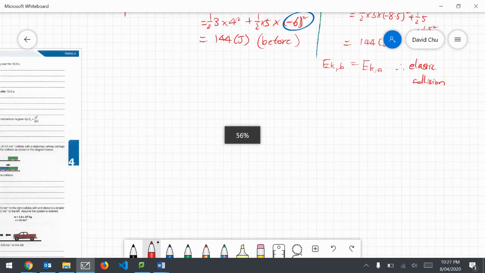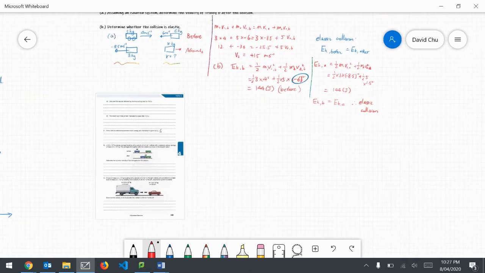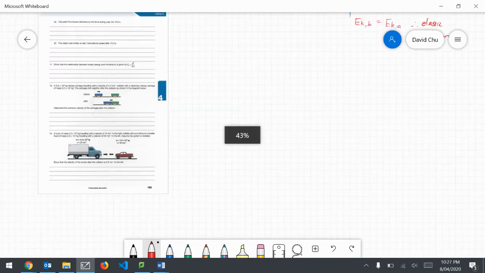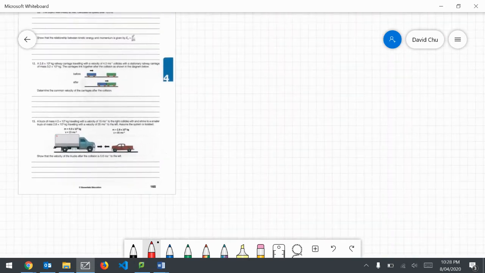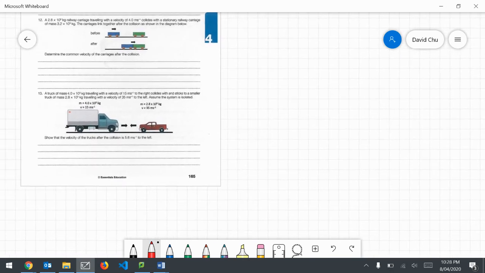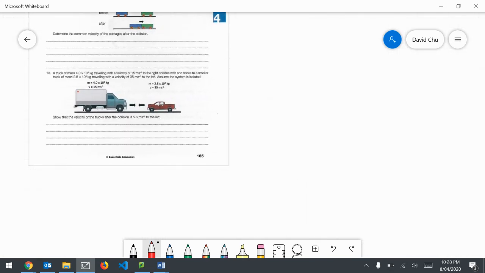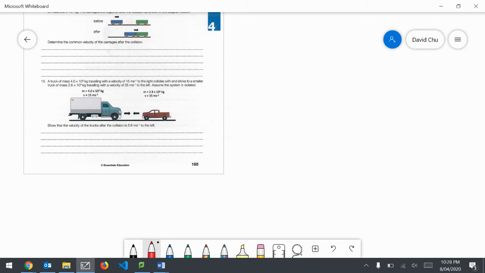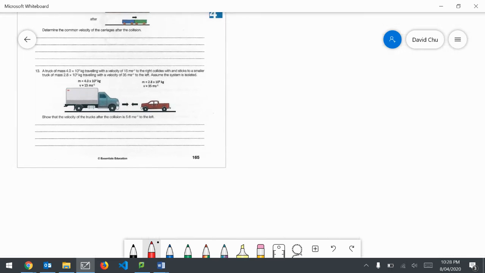So next example, and this one is from your book, question 13 on page 165. We've got a truck of mass 4 times 10 to the power 3 kilograms going in one direction and then another going the other way. I'll get you to read that. We need to show that the velocity of the trucks after collision is 5.6 meters per second to the left.